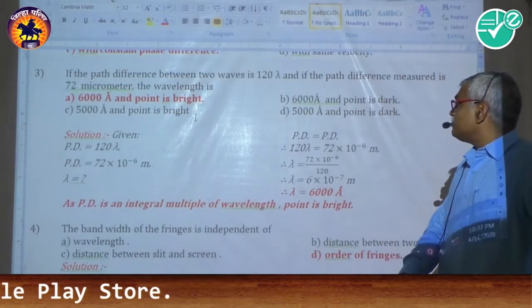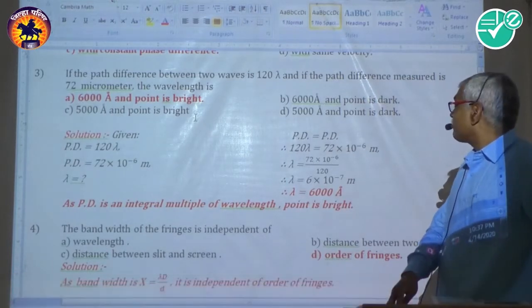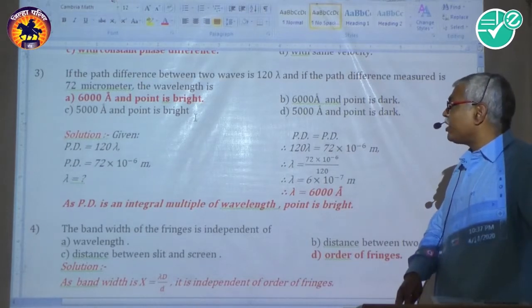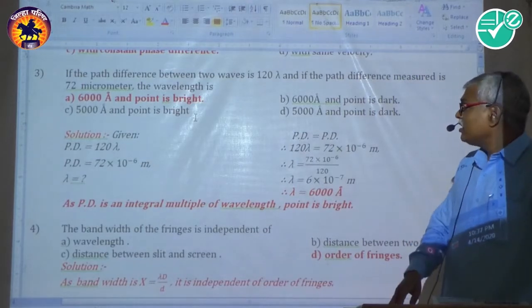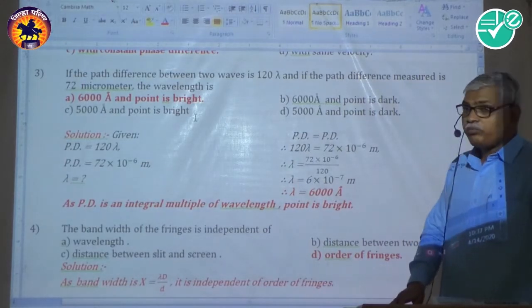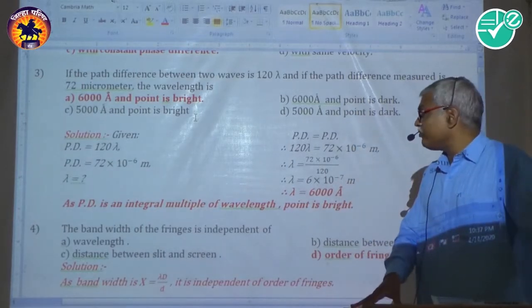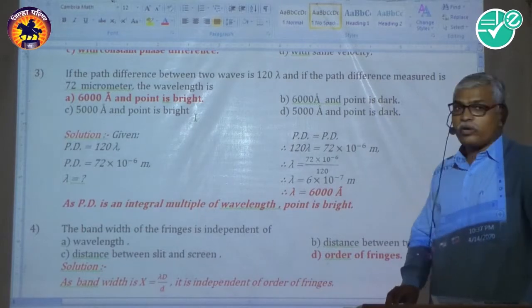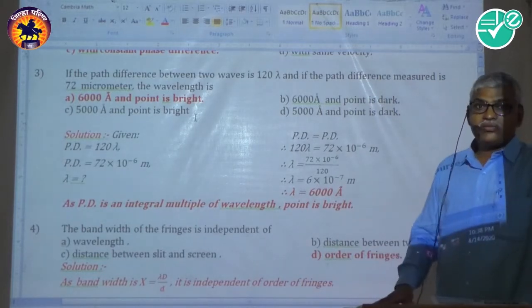If the path difference between the two waves is 120 lambda and if the path difference measured is 72 micrometer, then the wavelength is? Note that here both quantities are the path difference. First path difference given in this statement is 120 lambda. Second path difference is given as 72 micro, meaning 10 to the power minus 6 meter. And we are asked lambda.